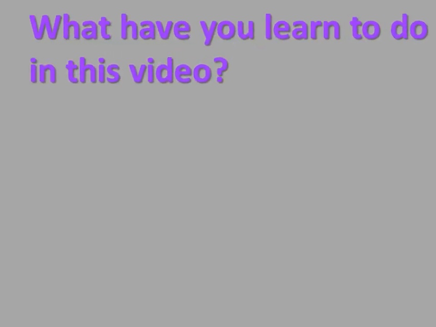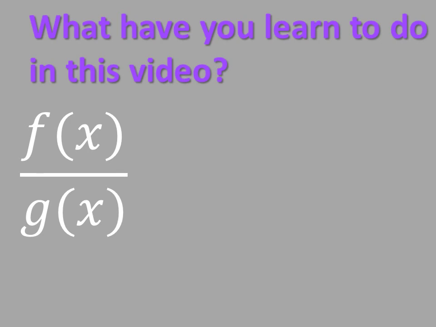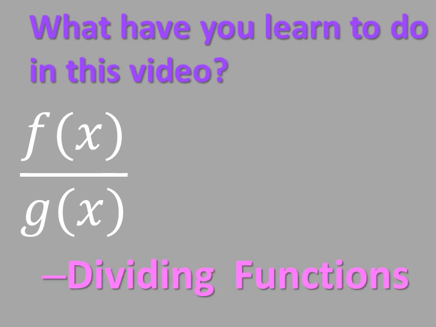What have you learned to do in this video? Well, we now know that f of x over g of x is a division problem, and we are dividing a function. But we also know that it's a lot like reducing a fraction. Just like when we reduce a fraction, we have to find a number that goes in the numerator and the denominator. Here we have to find a number that divides evenly into every single term in this division problem. So we now know how to divide two functions.